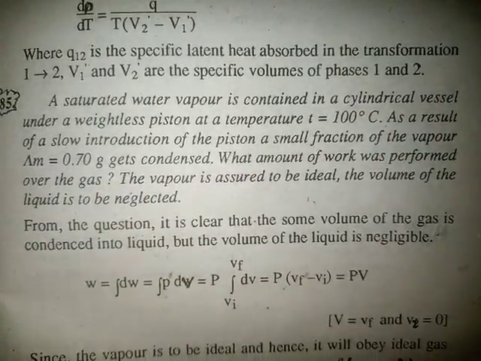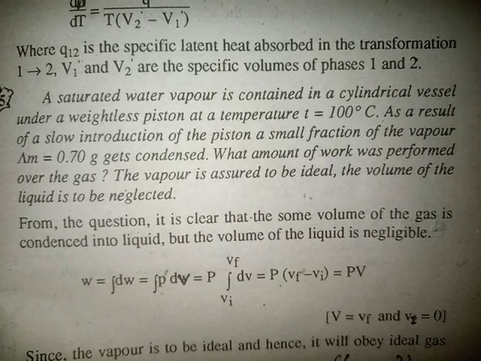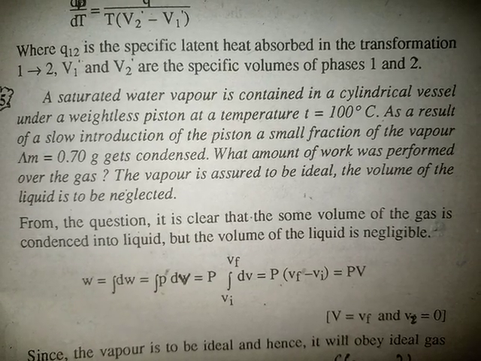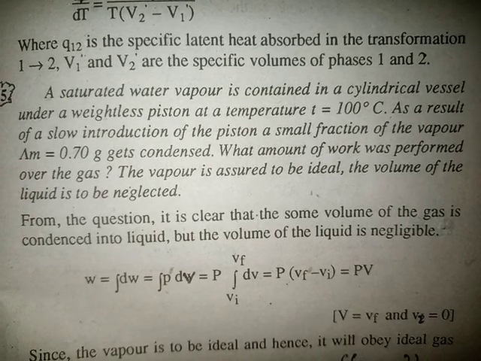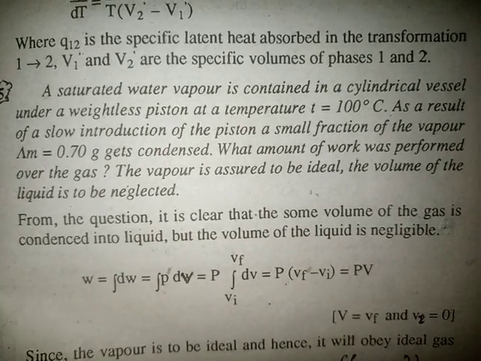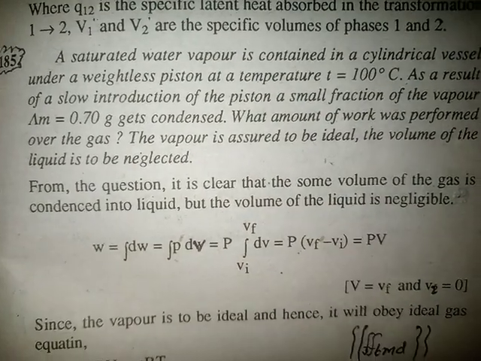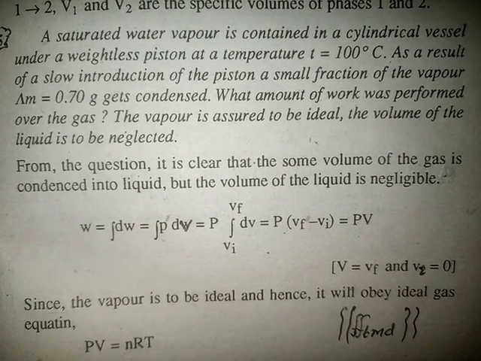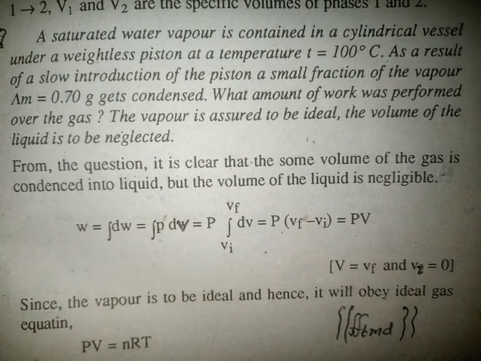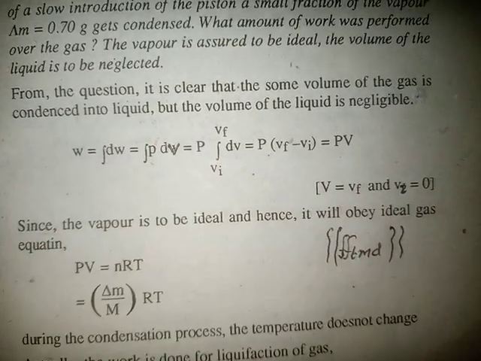A saturated water vapor is contained in a cylindrical vessel under a weightless piston at a temperature T equals 100 degrees Celsius. As a result of a slow introduction of the piston, a small fraction of the vapor, delta m equals 0.70 gram, gets condensed. What amount of work is performed over the gas? The vapor is assumed to be ideal. The volume of the liquid is to be neglected.